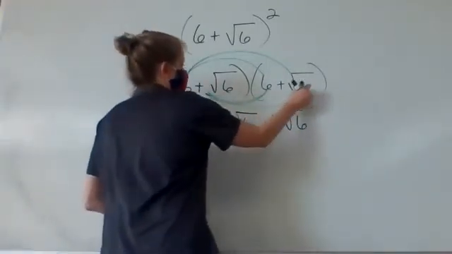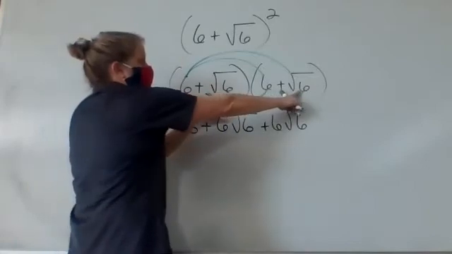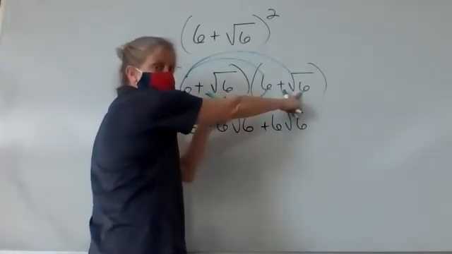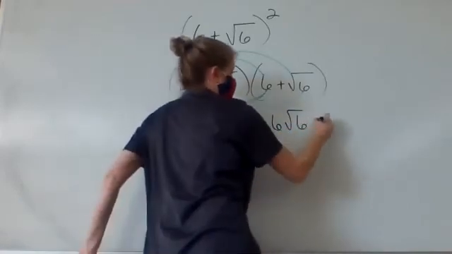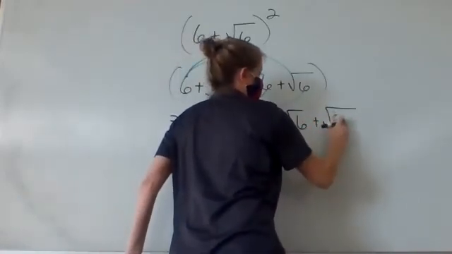But what happens to this one? Are those both in square roots? Yes. Then you multiply those 6s together. Square root of 6 times the square root of 6 is plus square root of 36.